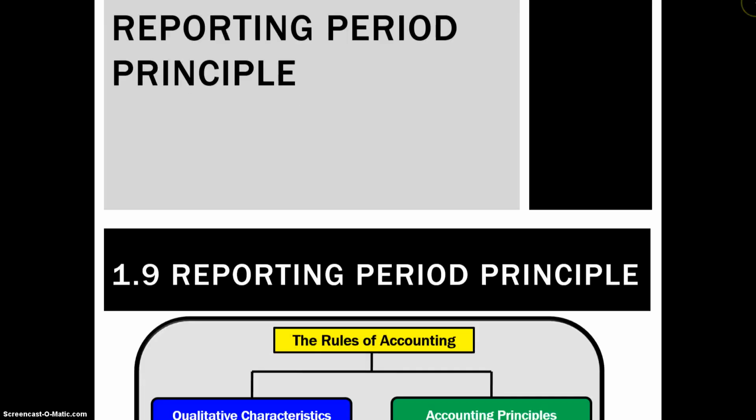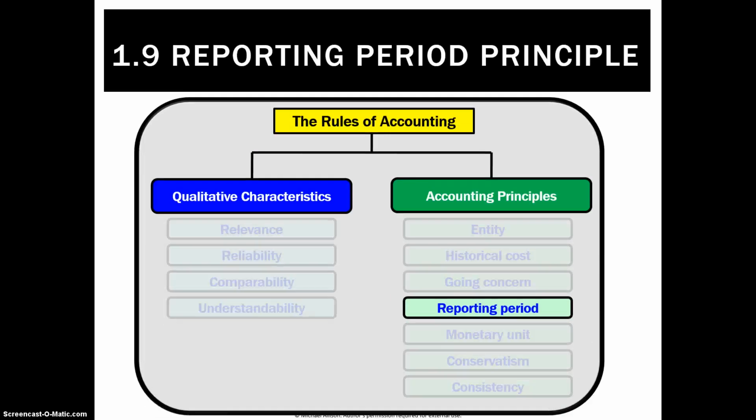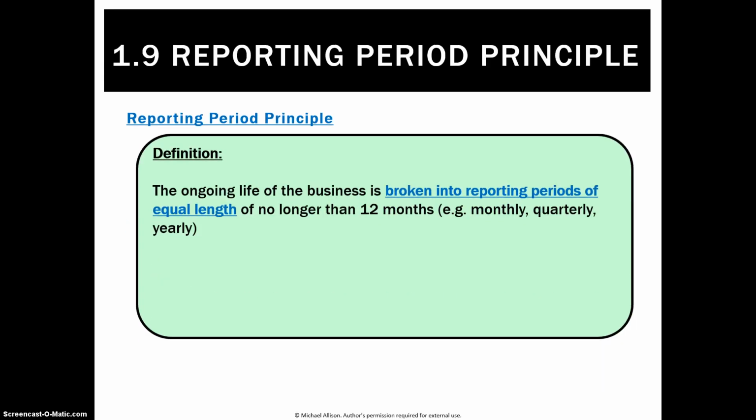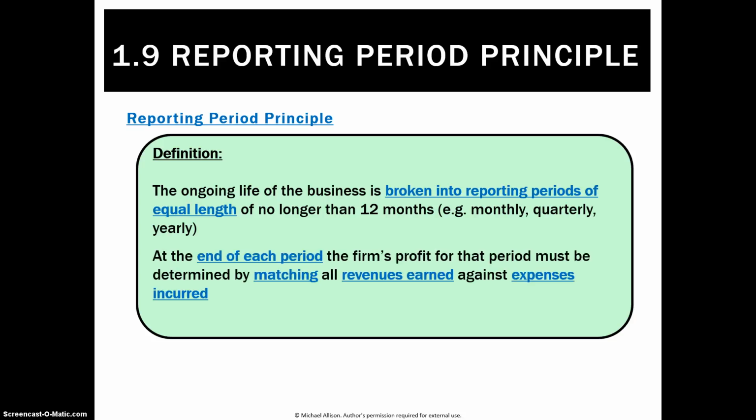The reporting period principle is in conjunction with the going concern principle. If you look at the definition, it states the ongoing life of the business, which we assume is infinite from going concern, must be broken into reporting periods of equal length, and these periods can't be any longer than 12 months. At the end of each period, the firm's profits must be determined by matching all revenues earned and expenses incurred. So this second part of the definition is really important, particularly that word matching.